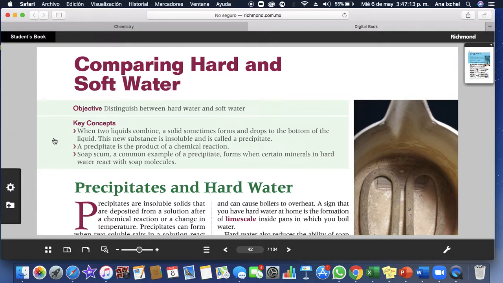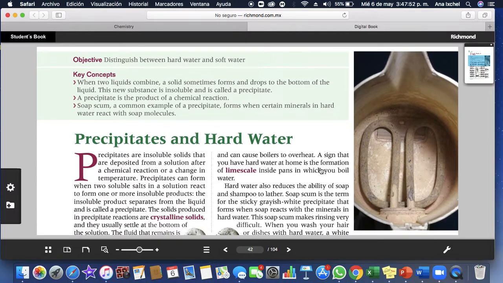The key concept that we have is: when two liquids combine, a solid sometimes forms and drops to the bottom of the liquid. This new substance is insoluble and is called a precipitate. A precipitate is the product of a chemical reaction. Soap scum, a common example of a precipitate, forms when certain minerals in hard water react with soap molecules.